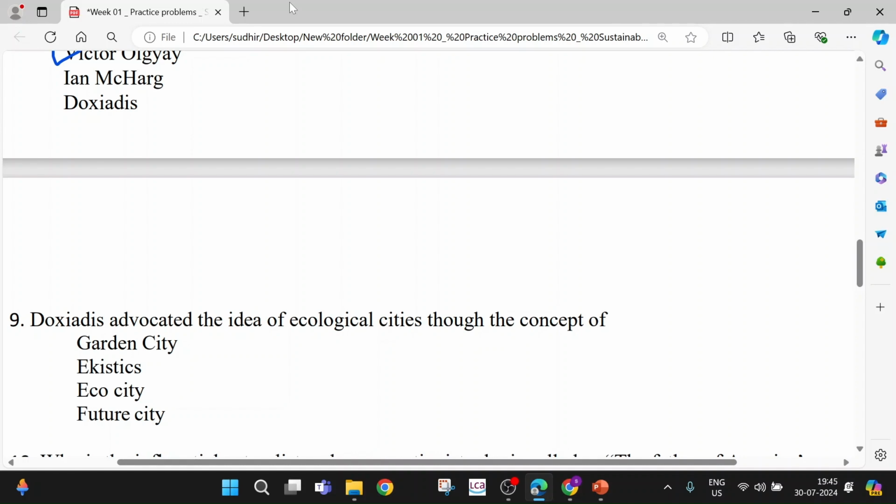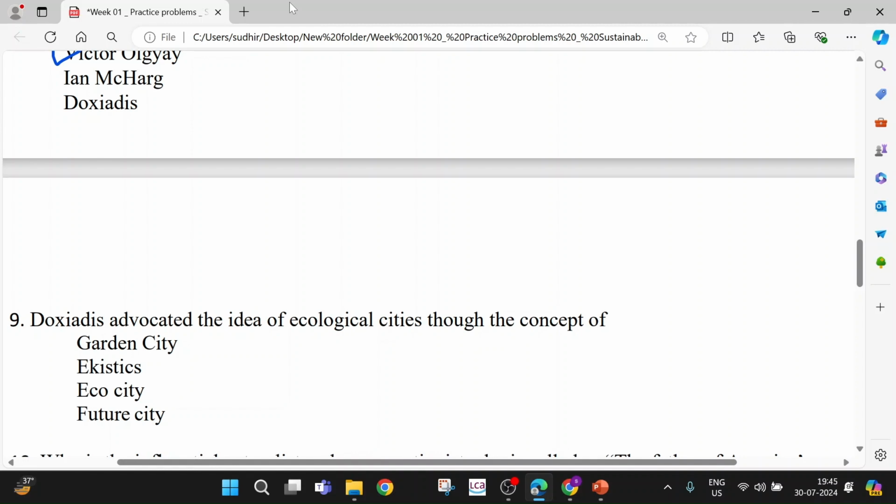Is it fine? Sure, sir. And if you want to go through this one particular topic in detail, then you can find the contribution of Doxiadis in sustainable development, and you can get more detail about this. Is it fine? Can we move to the next question?